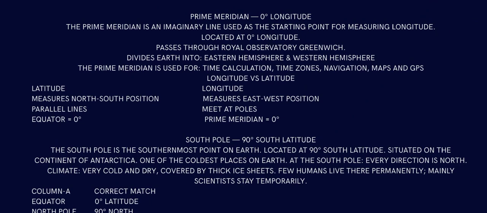Latitude and longitude, here's the difference. Latitude measures north-south position and longitude measures east-west position. Latitudes are parallel lines like we said, but longitudes meet at the poles. Equator is 0 degrees, prime meridian is 0 degrees.